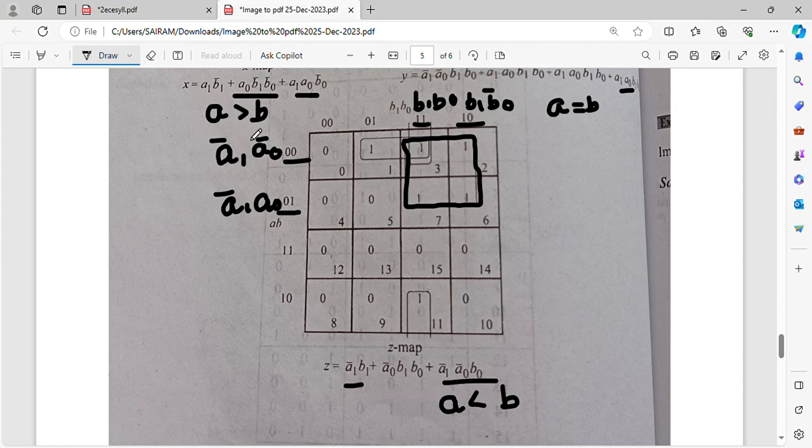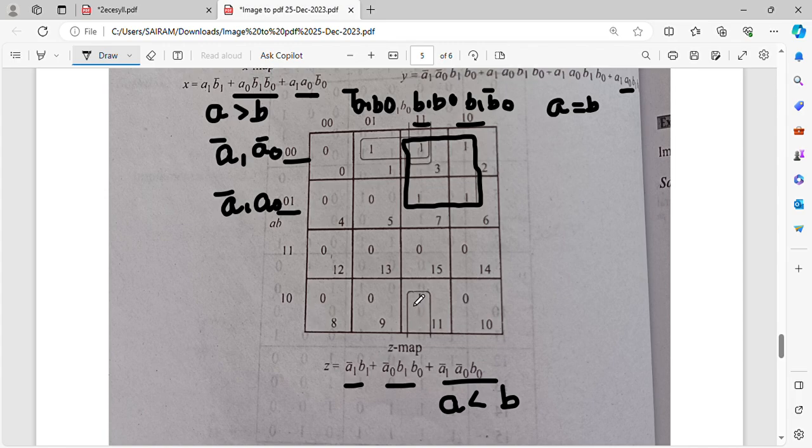See, A1 bar A0 bar is the same, and on this line of 1 and 3, what is there? It is B1 B0, here B1 bar B0, right? So B0 is common, we have written that here. And for this particular grouping, that is 3 and 11, you get A0 bar B1 B0. How do we get A0 bar B1 B0?